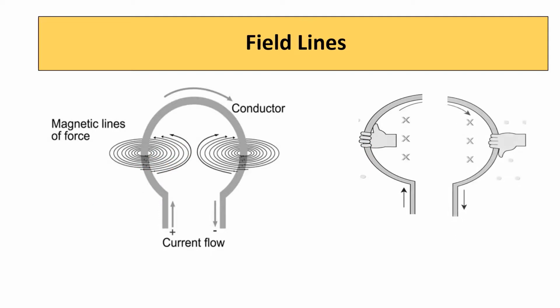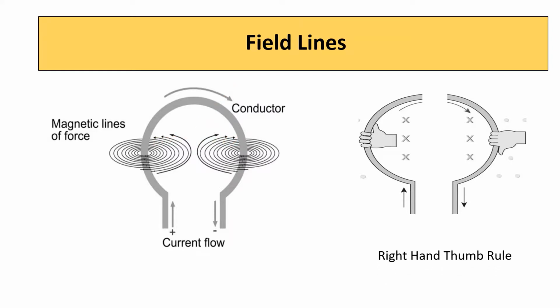When you consider this part, the electric current is flowing in this direction. Therefore, the thumb should point in that direction. The curled fingers will give you the direction of the magnetic field. The magnetic field will be like this. Please note that the direction of this magnetic field lines inside this loop is in the same direction. You can use the right hand thumb rule to find out the direction of the magnetic field.